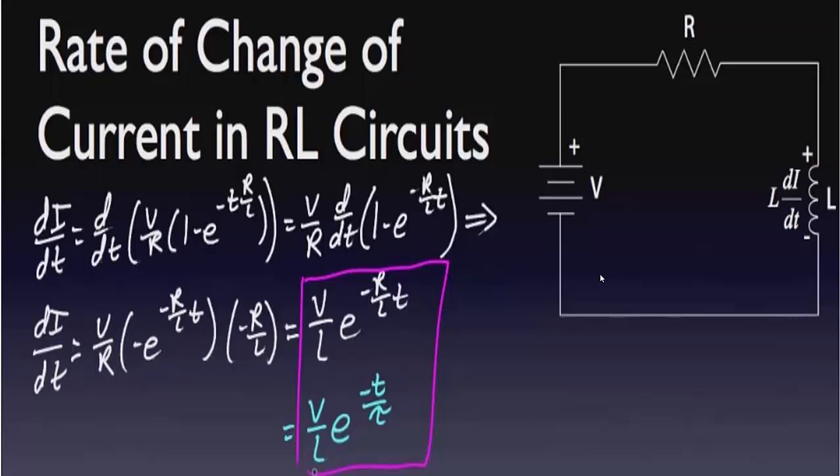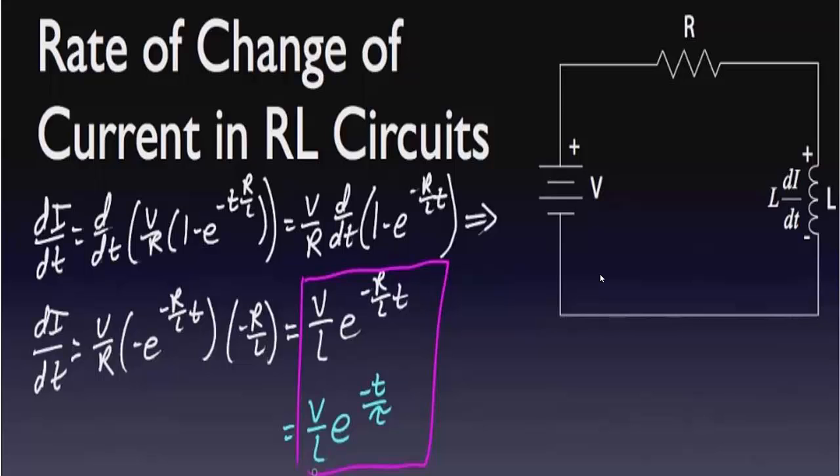Next up, we have to find the rate of change of current in RL circuits. We have already done something similar with the voltage, but we can do this again. It's simply di/dt, and we have to differentiate our I with respect to time. Again, the same thing: V over R times 1 minus e to the negative R over L t, differentiated with respect to time. You pull out the constant V over R, and you get V over R times negative e to the negative R over L t times negative R over L.